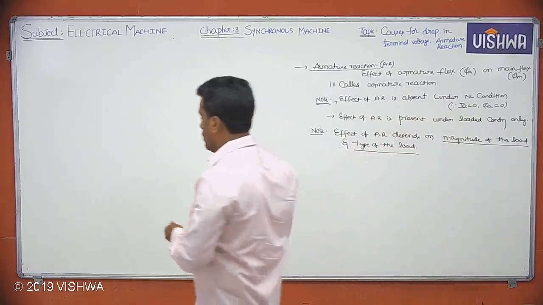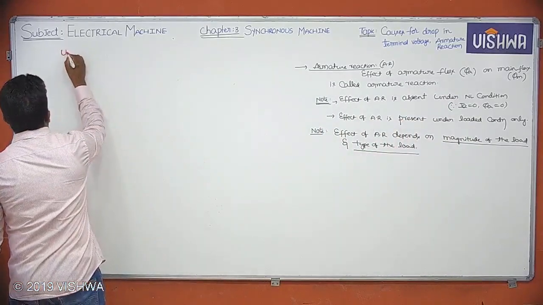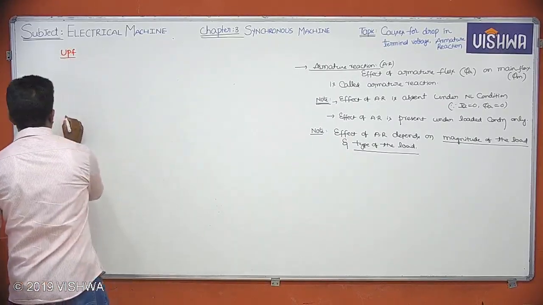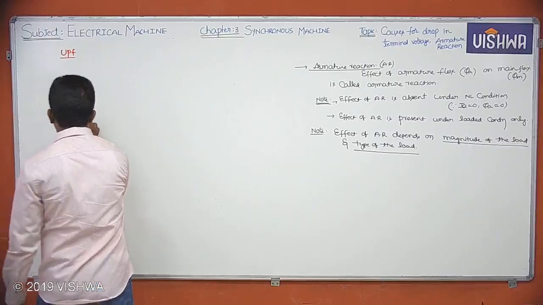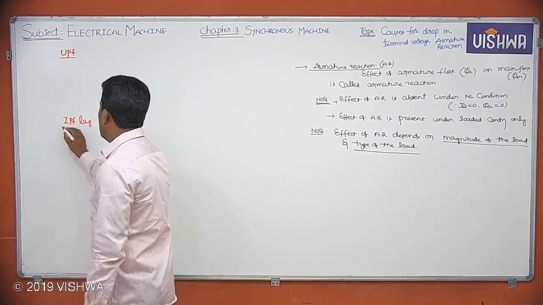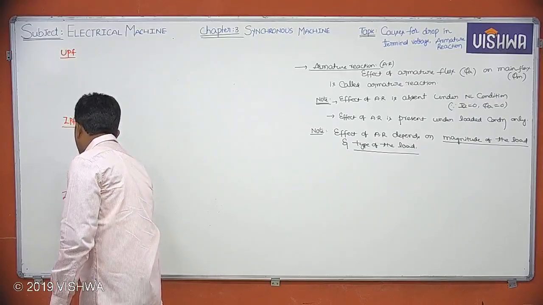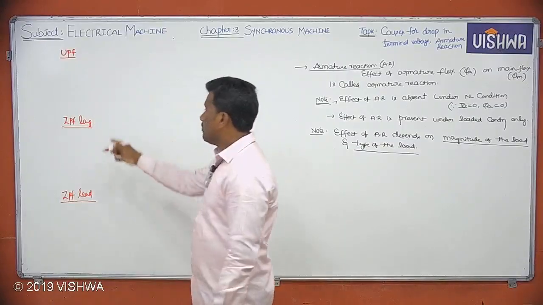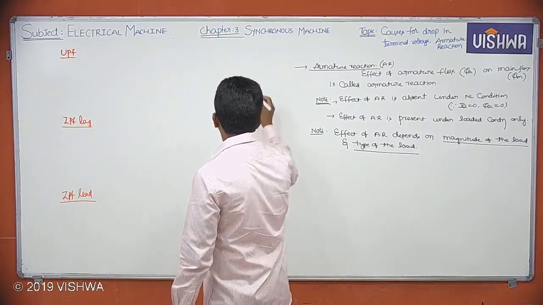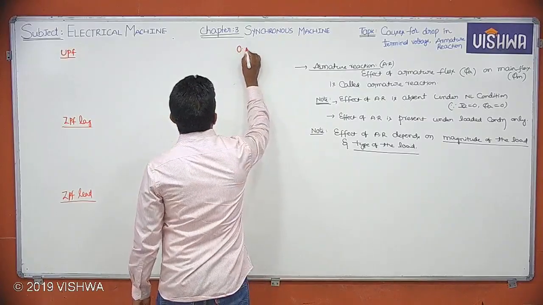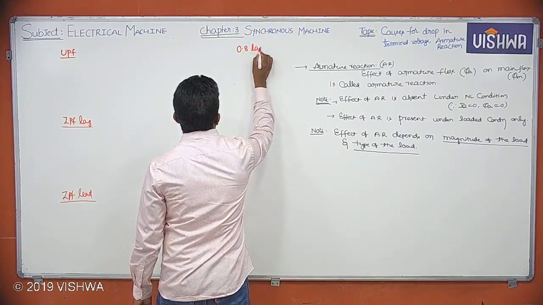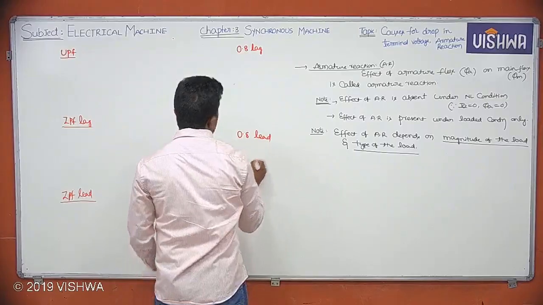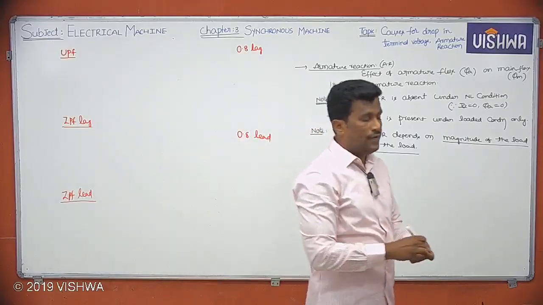So let me take first of all UPF load. Next, let me take ZPF lag load. Now let me take ZPF lead load. Zero power factor lag, zero power factor lead. Next, let me take 0.8 power factor lag. Next, let me take 0.8 power factor lead. So like this, we'll take different types of loads and see the effect of armature reaction.